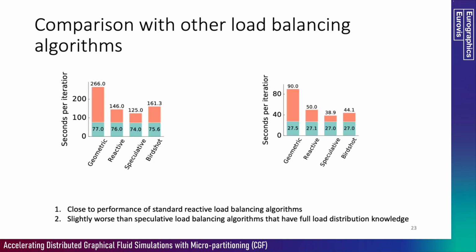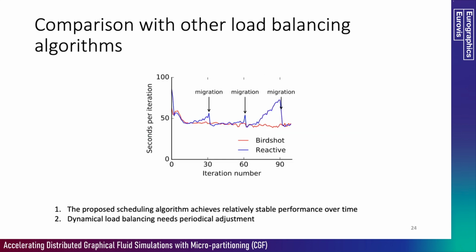Speculative tries to speculate load distribution in the future, so it improves load balance quality. Birdshot's performance is similar to reactive, slightly worse than speculative, but it has a significant improvement over geometric. In conclusion, Birdshot is close to state-of-the-art dynamic load balancing algorithms, but it is much simpler.